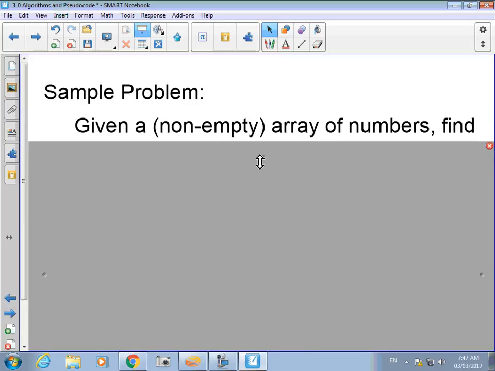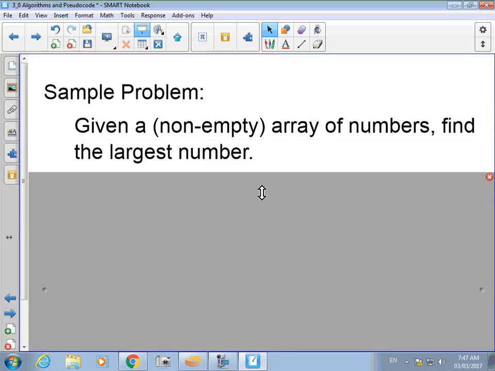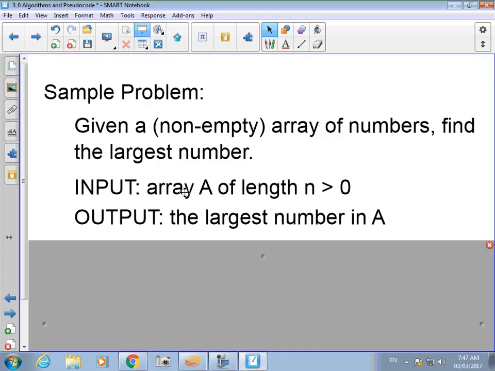Sample problem. So here's a typical one from this unit. Given a non-empty array of numbers, find the largest number. That's a problem, right? Where the input is an array of length n greater than 0. Notice that that's an assumption that we're making in this problem, that we've actually got a non-empty array. If we had an empty array, we would have to change our algorithm to deal with that instance, the instance of having an empty input. But in this case, it's not empty. And the output is the largest number in A. So this is just finding the largest number in an array.